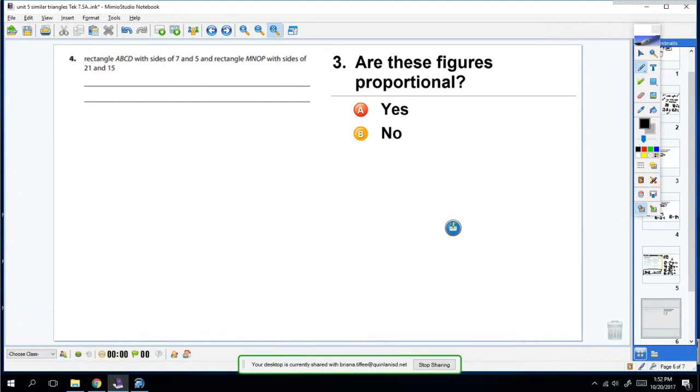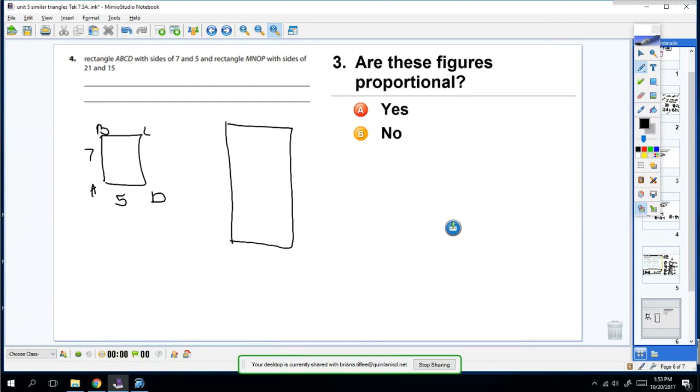So are these figures proportional? I have a rectangle, A, B, C, D, that has the sides of 7, 5. Then I have another rectangle that's bigger, which is labeled M, N, O, P. And for them to be rectangles, they have to have the same degrees. They have to have a 90-degree corner. So the sides are 21 and 15. So we're going to determine if they're proportional.